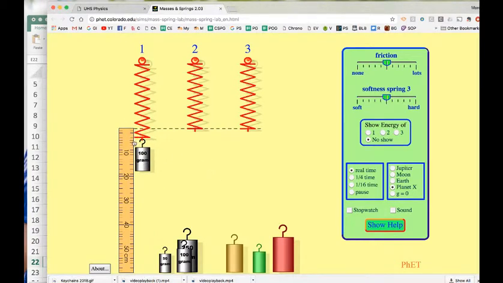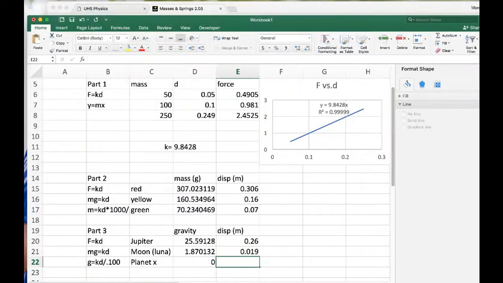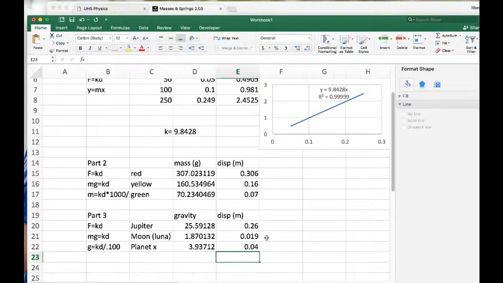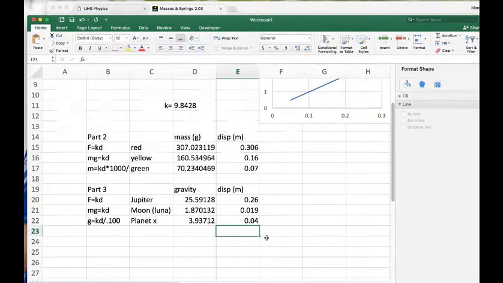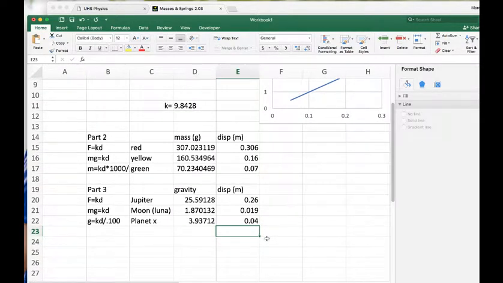1, 2, 3, almost 4. We'll call it 4.04. So gravity on planet X is about 3.9, which means planet X is a smaller planet than Earth is. Okay, so that's how we can do part 3 and figure out the gravity.